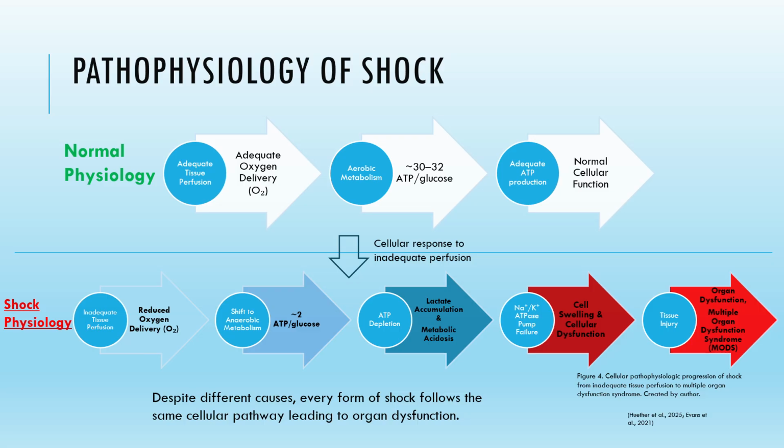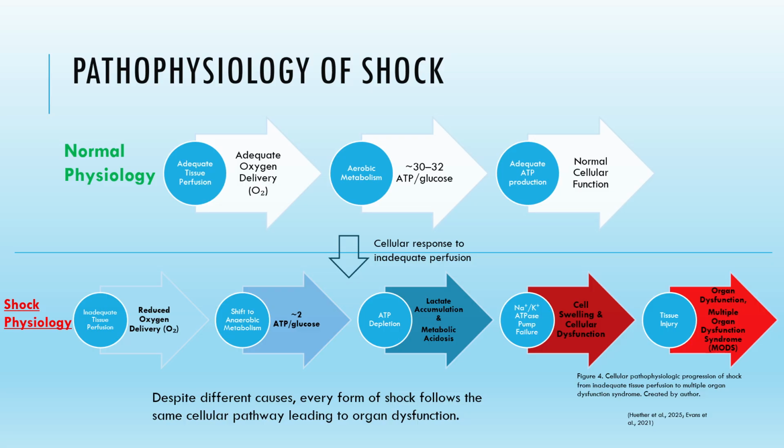ATP serves as the primary energy source for virtually every cellular process, including membrane transport, protein synthesis, muscle contraction, and maintenance of electrochemical gradients. As illustrated in Figure 4, reduced oxygen delivery forces cells to shift from aerobic metabolism to anaerobic metabolism in an attempt to continue producing ATP. Although this adaptation temporarily supports cell survival, anaerobic metabolism generates only about 2 ATP molecules per glucose, making it far less efficient than aerobic metabolism.